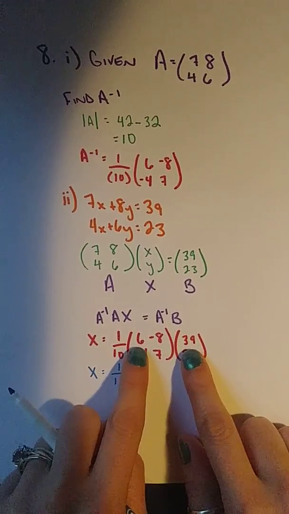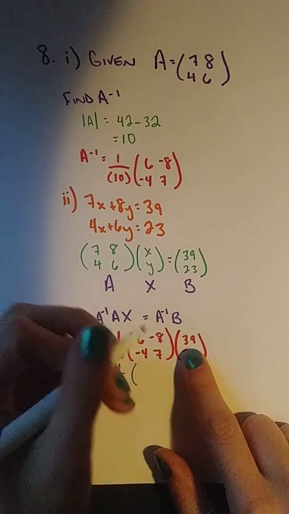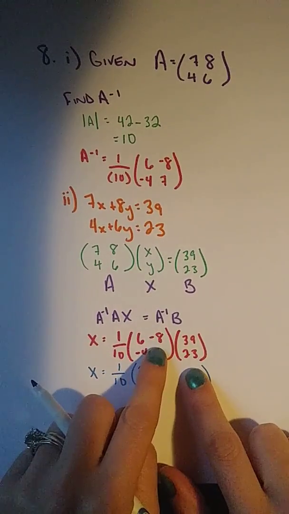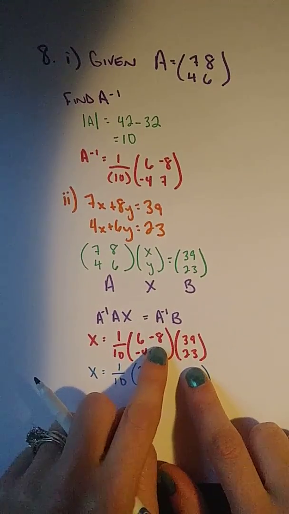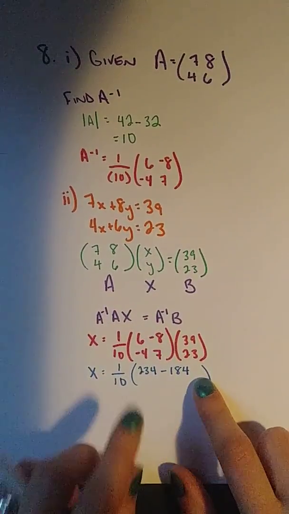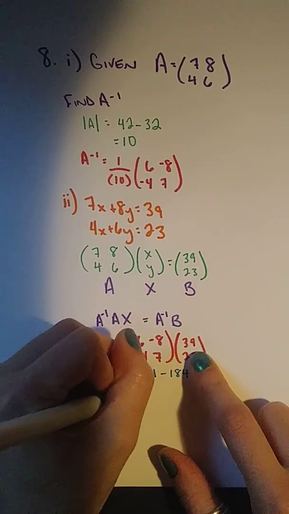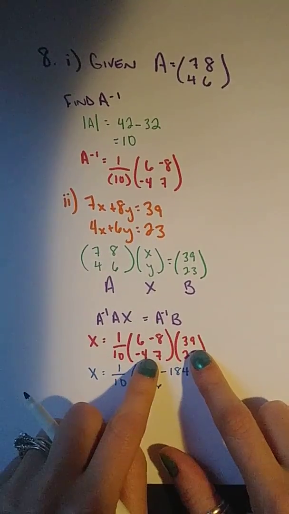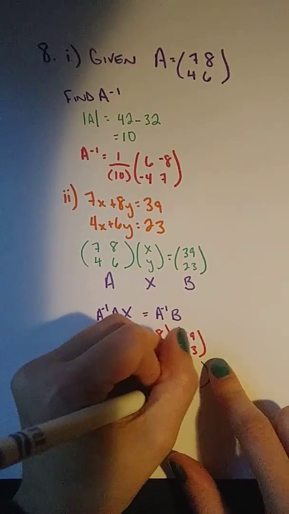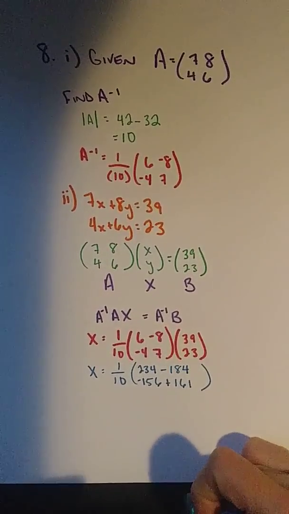So first I have to do 6 times 39. That's my first number here. 6 times 39 is going to be 234, plus -8 times 23, which is going to be -184. Then we're going to take 39 times -4. This is going to give us -156, I believe. And then we're going to have 7 times 23, which is 161. Let's see how this simplifies here.